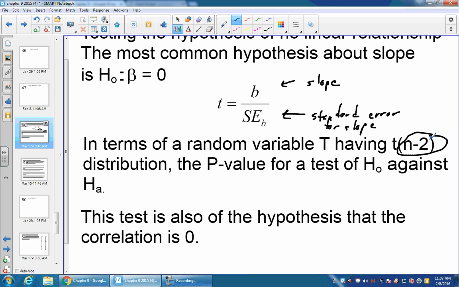In terms of a random variable, now this is a big deal. Our degree of freedom is n minus 2. df is n minus 2 rather than n minus 1. There's some technical details on why it is that way, but for right now, I think we can just be comfortable that the degree of freedom is n minus 2. And we could also use this for a test for correlation and slope. They're the same test.